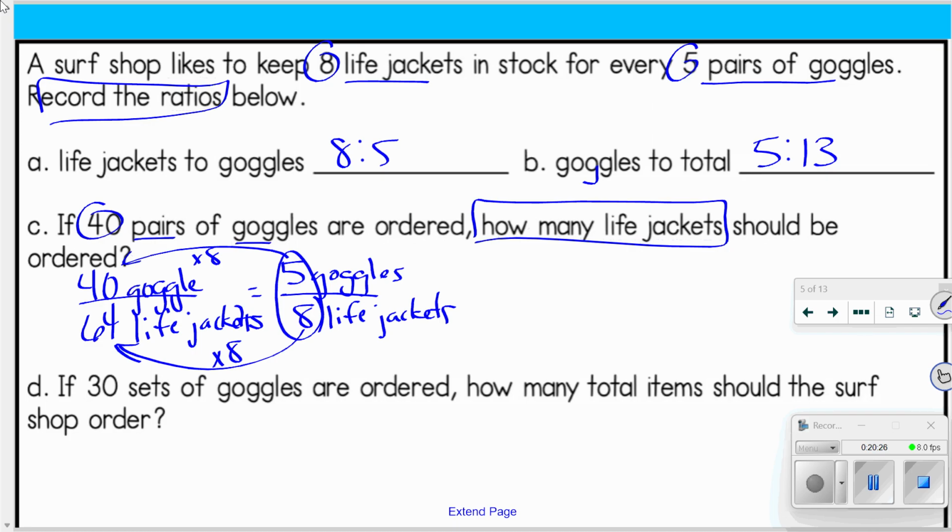Whichever side it's on, that's where I have to start, because that's the only way I know what the relationship is. Okay? Now, technically, you could have said, I'm going to divide 40 by 8, so what number would I divide by 8 to get 8? But it's easier for most of us to think multiplicatively. So the bottom line is, they ordered 64 life jackets.